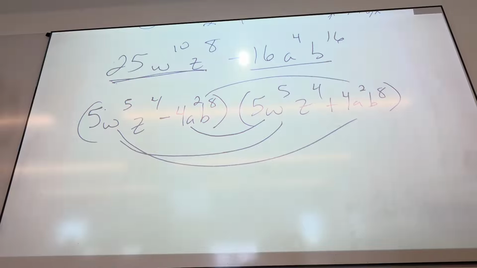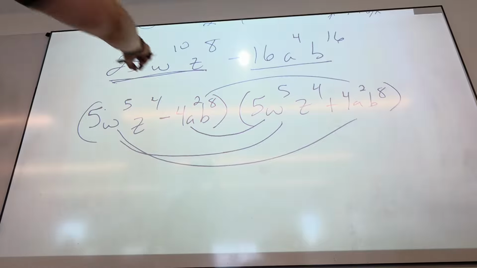When you have powers, what two numbers do I multiply to make 25? 5. What two things do I multiply to get b to the 16th? B to the 8th times b to the 8th, right? I want to multiply by itself. I'm not taking the square root of 16 on the power, I'm cutting that in half.